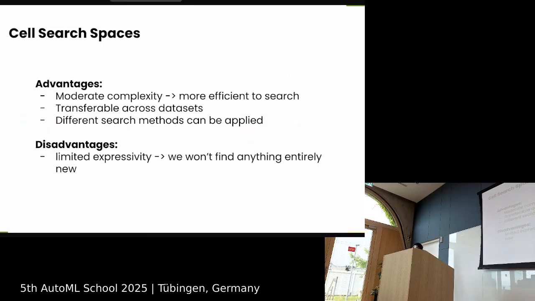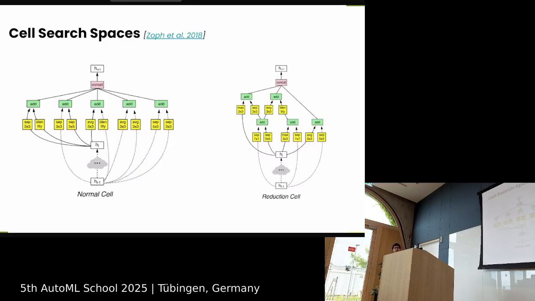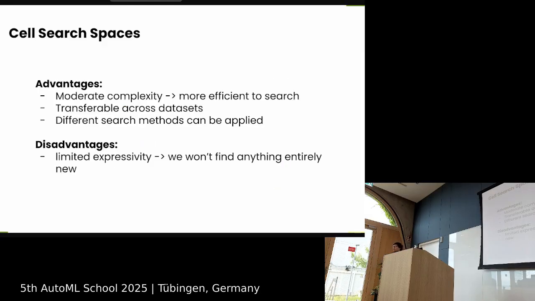What are the advantages of cell search spaces? Well, they're moderately complex in the sense that they're still expressive enough to find interesting new architectures, like this one here. Probably nobody would have come up with this by themselves. But at the same time, they are not too complicated and too high dimensional that we can't find anything anymore, right?